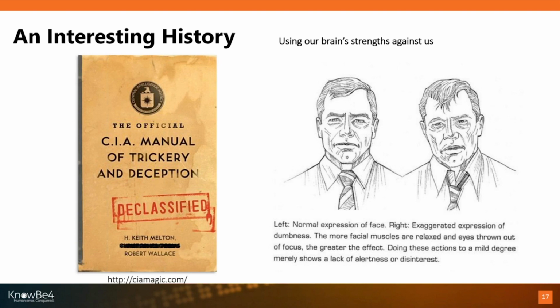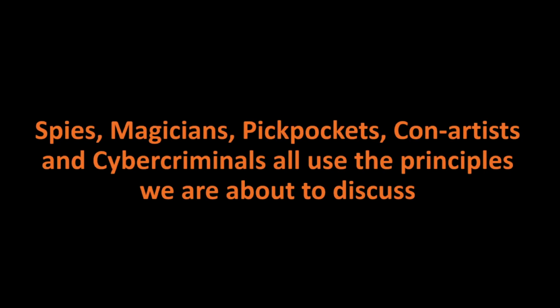Again, this is how our brains work against us, or with us. They take some of this off on the subconscious, but it's something that we can prey on. Now, spies, magicians, pickpockets, con artists, they use the same principles we're about to discuss here as we go into this OODA loop thing and things that we're talking about here.